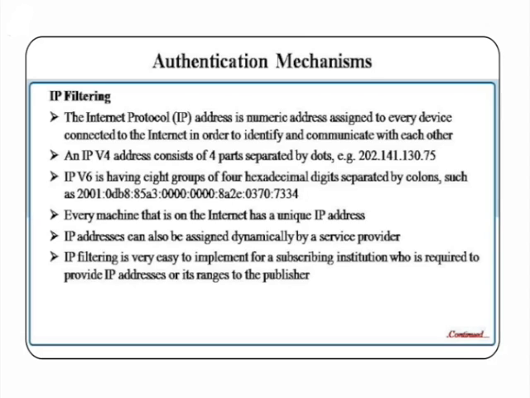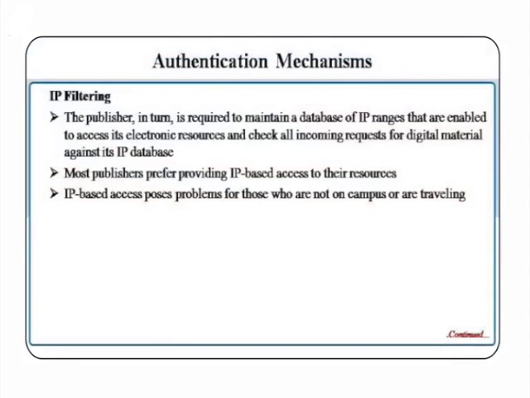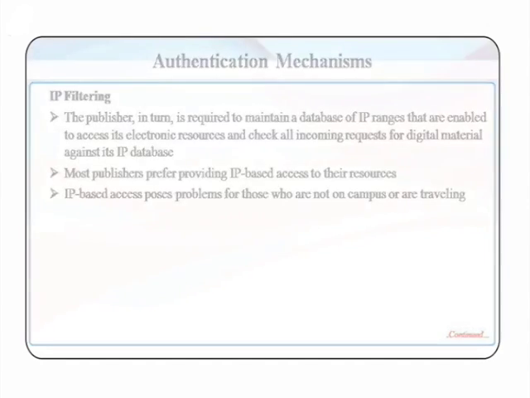IP filtering is relatively easy to implement for a subscribing institution, which is required to provide its IP address or range to the publisher. The publisher in turn is required to maintain a database of IP addresses that are enabled to access its electronic resources and check all incoming requests for digital materials against its IP database. Most publishers prefer providing IP-based access to their resources. The IP-based access poses a problem for those who are not on campus or while traveling.